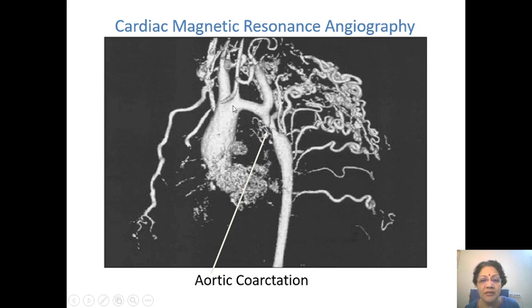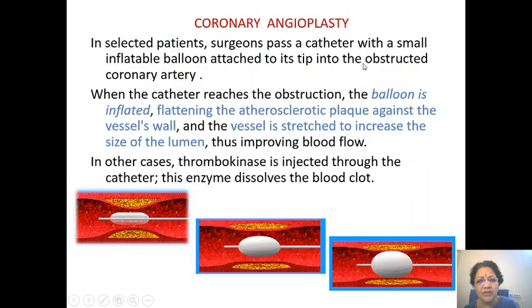So you're looking at branches of the aorta, and from here would have arisen all the coronary branches, which we are not looking at today. We're looking at the other branches, just to show you what a magnetic resonance angiography looks like. This can also be attempted for the heart.